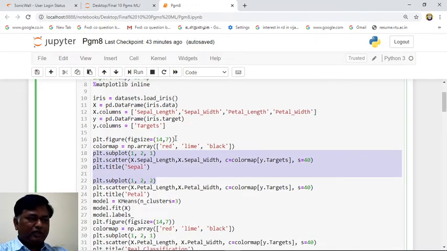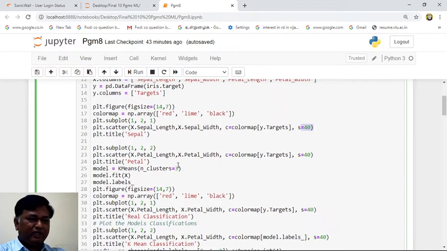So this is the size of the plot, 14:7. Inside 14:7 the subplot is 1 and 2 is the second subplot. Sepal is the first one, petal is the second one. So based on only the sepal data compared with target data, size of the point, first graph, and petal data compared with your target value, size is 40, second graph.